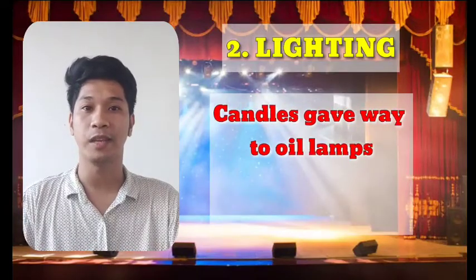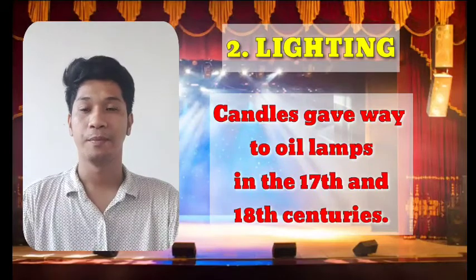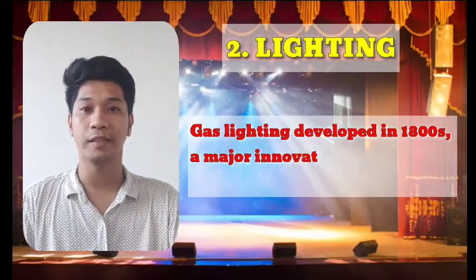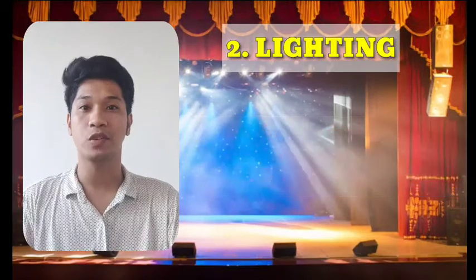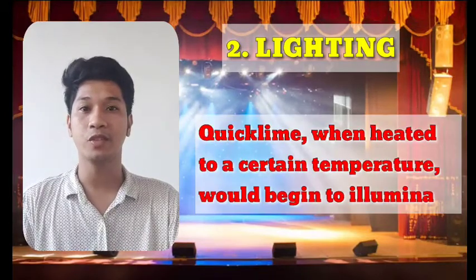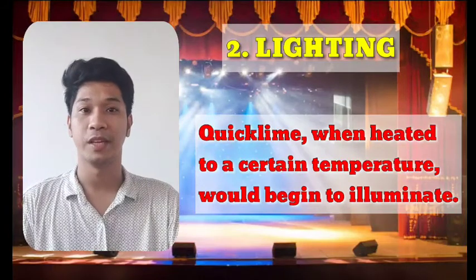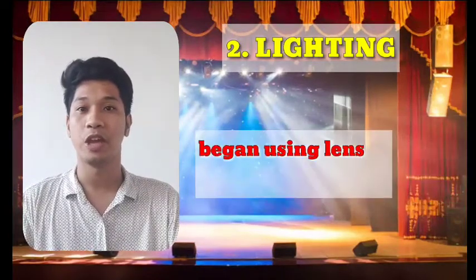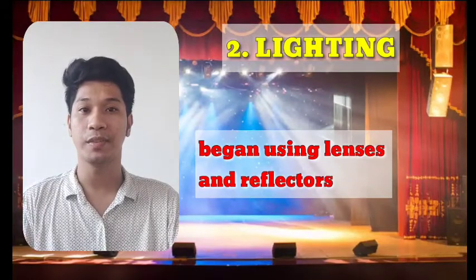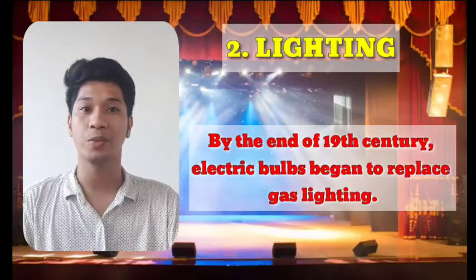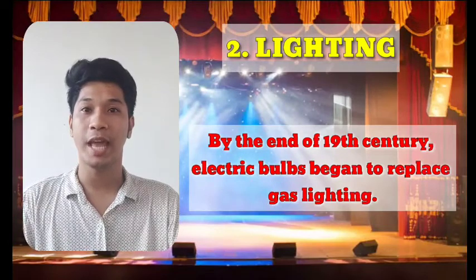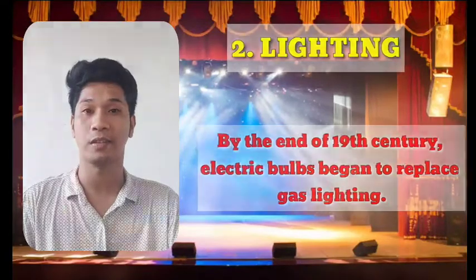Candles gave way to oil lamps in the 17th and 18th centuries. Meanwhile, gas lighting developed in the 1800s, a major innovation that led to a much wider variety of lighting. Gas lighting used quicklime, a type of mineral that when heated to a certain temperature would begin to illuminate. They also began using lenses and reflectors to direct this light toward the stage and to focus in on particular areas. By the end of the 19th century, electric light bulbs began to replace gas lighting. Modern stage lighting uses a variety of electric light bulbs, lenses, and reflectors, including moving reflectors, that create a wide array of effects on stage.